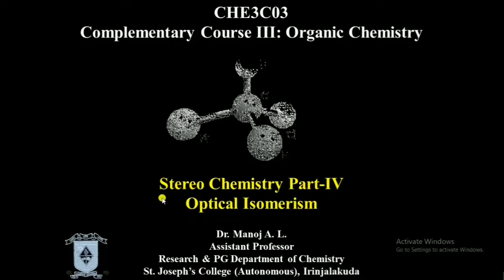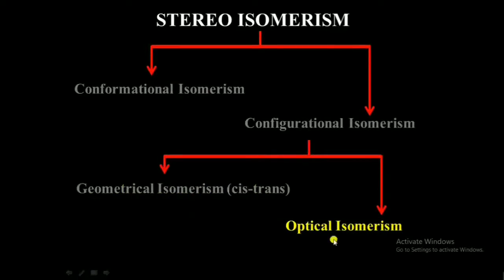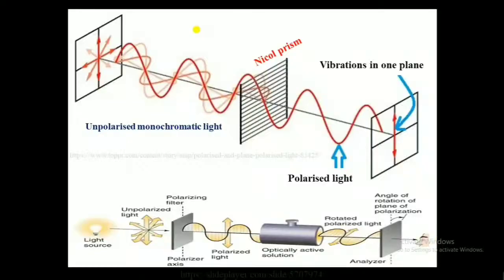Dear students, the Stereochemistry Part 4 lecture will discuss optical isomerism. Optical isomerism, as we discussed in the previous classes, comes under stereoisomerism. So in this lecture, we will see what optical isomerism is. Optical isomerism deals with plane polarized light, so we will see what plane polarized light is.